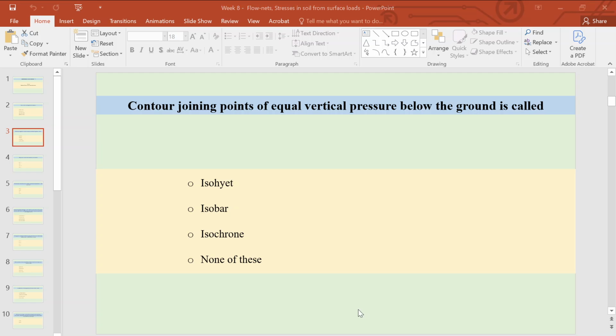I repeat the question. A contour joining points of equal vertical pressure below the ground is called: first option, iso height; second option, isobar; third option, isochrone; last option is none of these. Okay. Next question.